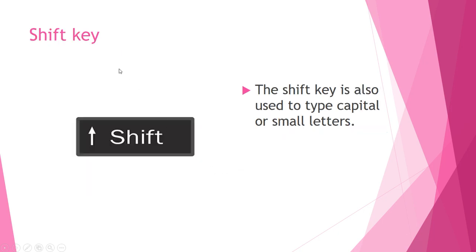Next is the shift key. The shift key is also used to type capital or small letters. The shift key is also used to type the special symbols we see on the number keys. Some special symbols are @, hash, dollar, percentage and star. To type a special symbol, we press the shift key.